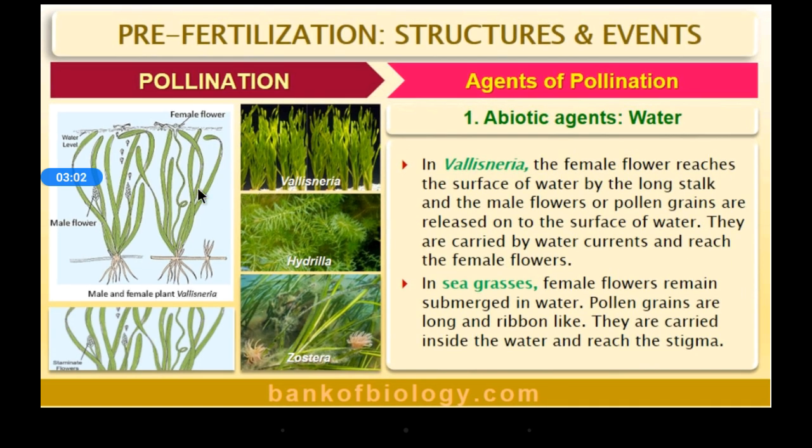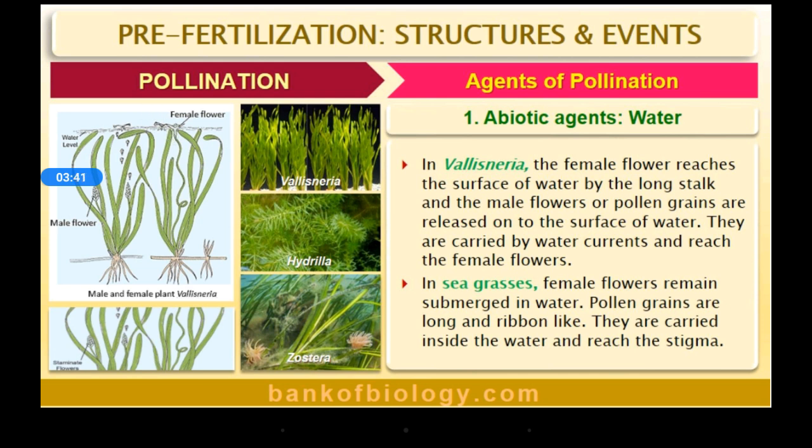Here you can see the explanation of the Vallisneria example and how the pollinating agent helps in pollination. The female flower reaches the surface of the water by a long stalk. Here you can see the female flower and the male flower. The pollen grains are released on the surface of the water and carried by the water current to the female flower.